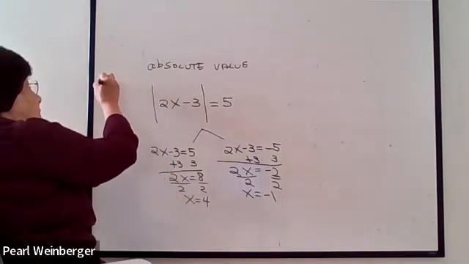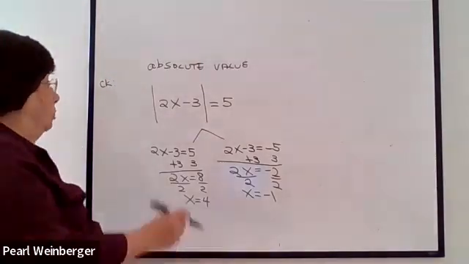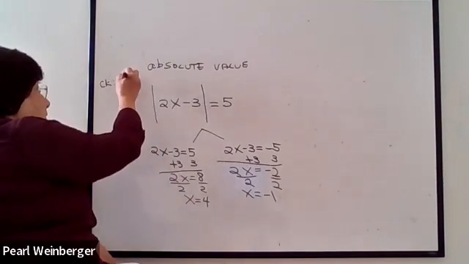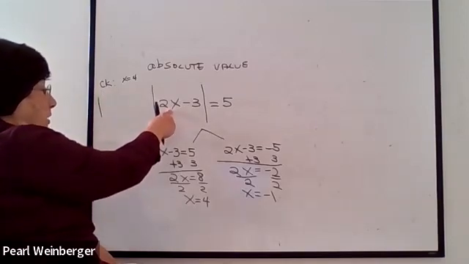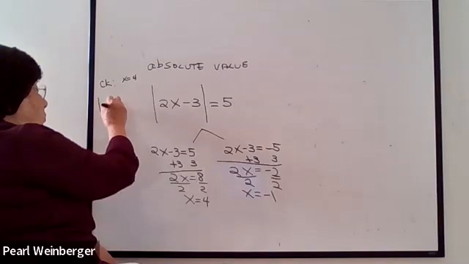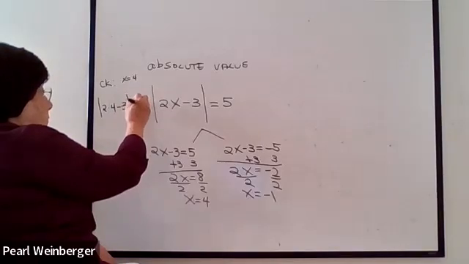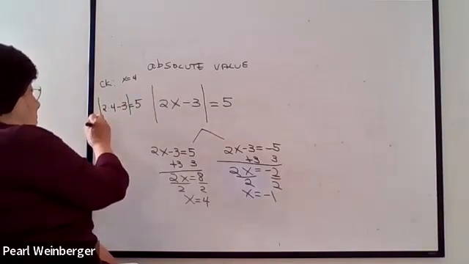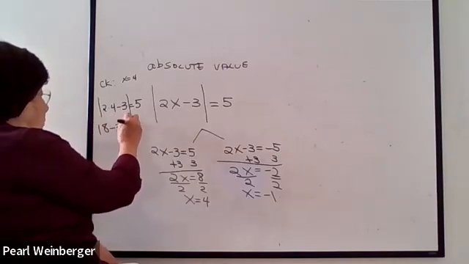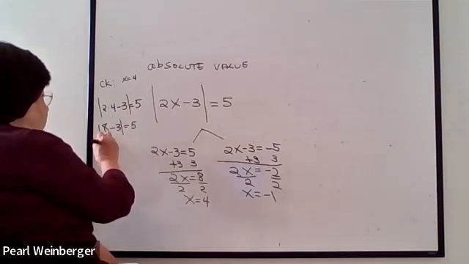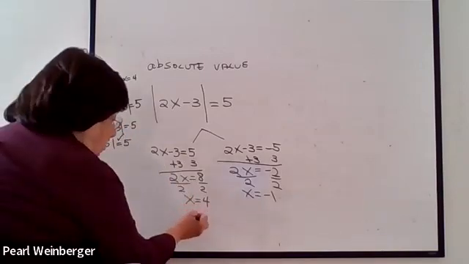If you want, you can check. I usually will not check, but I'm just going to show you how the check works. First, checking with x equal to 4. Go to your original equation and replace the x by 4. So I'll get the absolute value of 2 times 4 minus 3 equals 5. Well, 2 times 4 is 8 minus 3 equals 5. And the absolute value of 5 does equal 5. That's a true statement. So this checks.